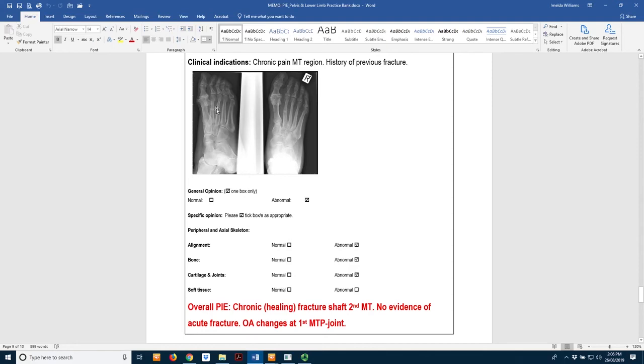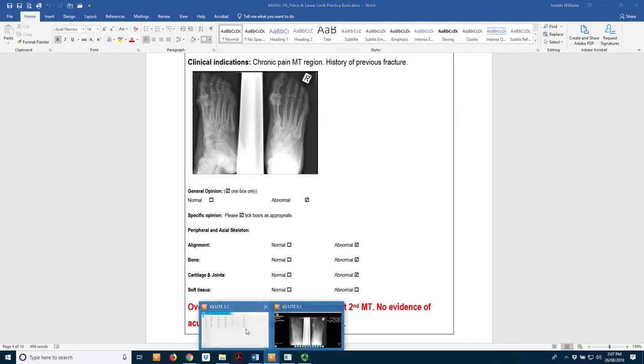Now, the reason why I include the OA, because this is not a history of recent trauma, but more of chronic pain. And that's why I include the fact that there are OA changes on this image.